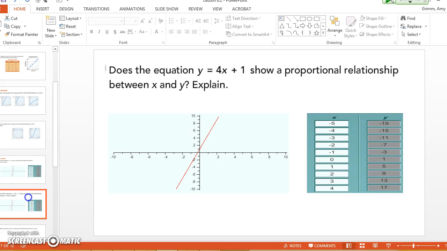So here's this equation, y equals 4x plus 1. Now, here's what it looks like as a table. What is 5 over 1? What's 9 over 2? Not 5. What's 13 over 3? Not 5. Now, is this still linear? Yes, but what happened? The equation is 0. Okay, where does it go through, by the way?